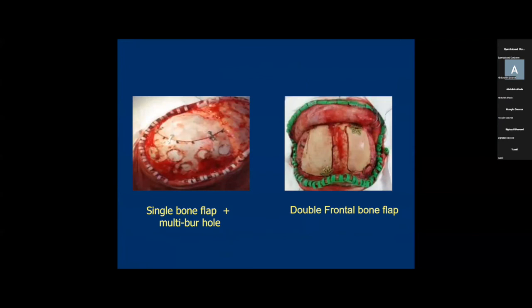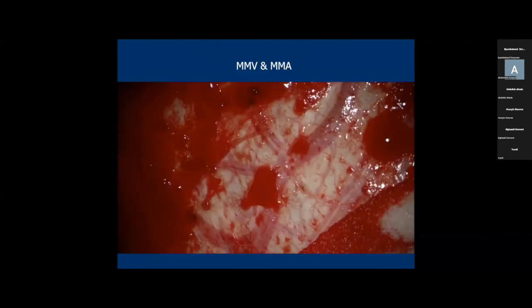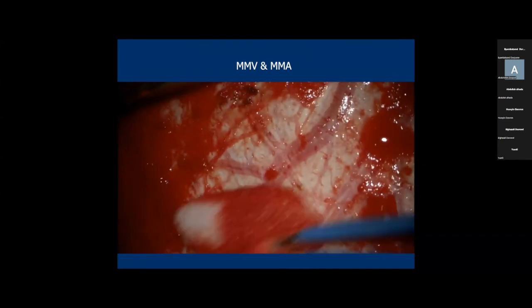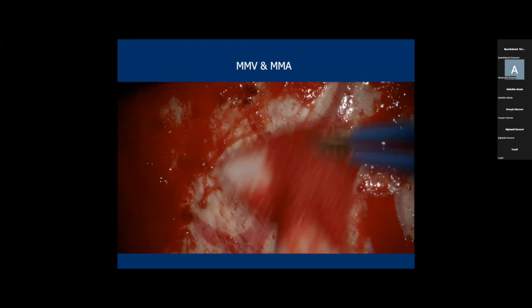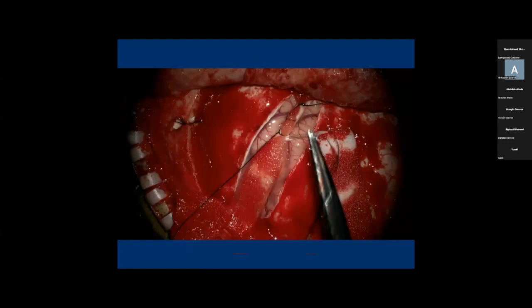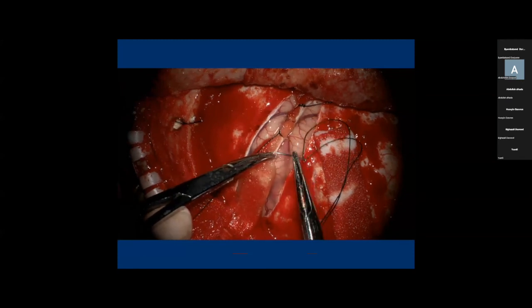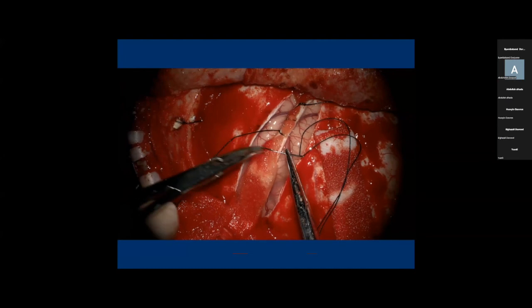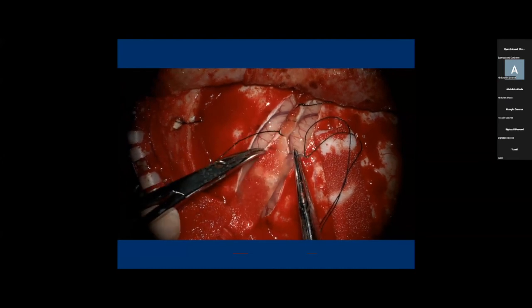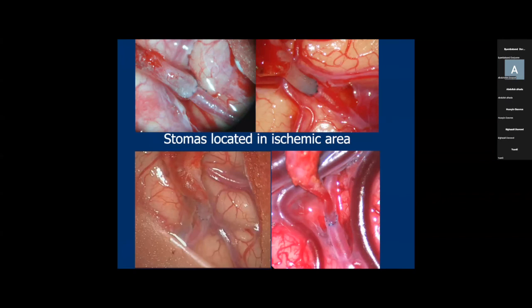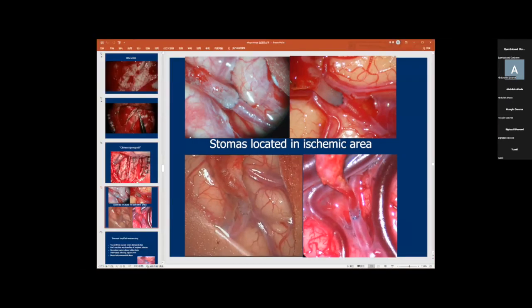Sometimes they use a single bone flap combined with multiple holes. And you can see the middle meningeal artery was running with the MMV like this. So I use this Chinese spring roll technique to protect the MMA, and at the same time to stop the bleeding from the MMV. So this is how I do it.